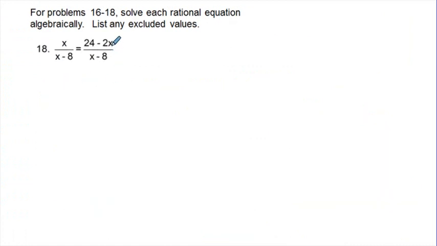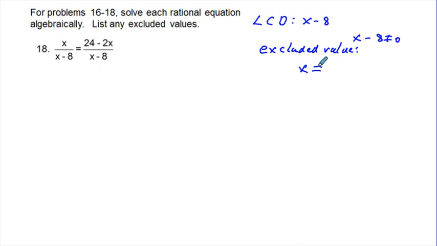Okay, the last one in this video lesson is problem 18. Same instruction here. So for this one we have our least common denominator, which is our only common denominator, is going to be x minus 8. So we have a least common denominator we can multiply by, and also for excluded values, since x minus 8 cannot equal 0, we know that x cannot equal 8. Okay, let's go ahead and work this out.